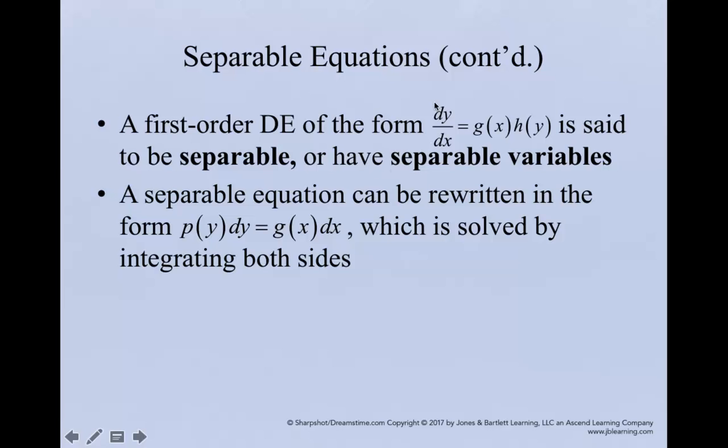To get from this expression to this expression, we're multiplying both sides of the equal sign by dx, and then we're dividing by this function h(y), and we're expressing 1 over h(y) as p(y). If you do that algebraic manipulation, you get some function of y times dy equal to some function of x times dx. And so now this becomes integrable. We can integrate the left-hand side and the right-hand side, and we should get an expression that places y in terms of x.